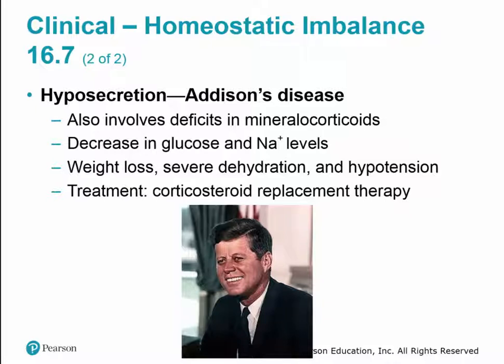Now, at the time, he kept it pretty well hidden, but JFK actually had Addison's disease. In his pictures where he looks like he has this nice tan, that's actually a symptom of the Addison's disease. Addison's disease symptoms can present a bronzing appearance of the skin.